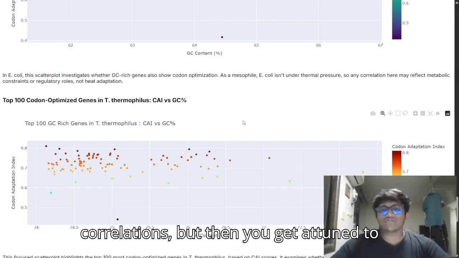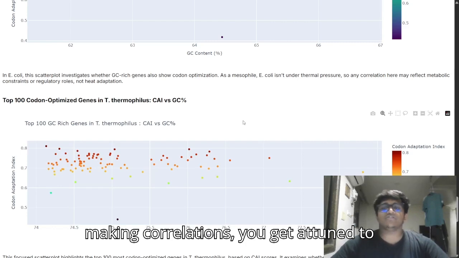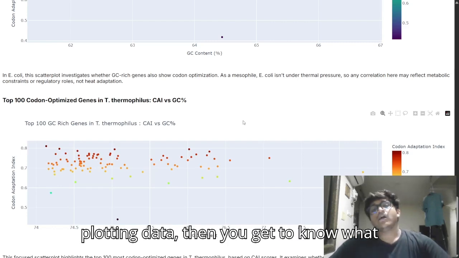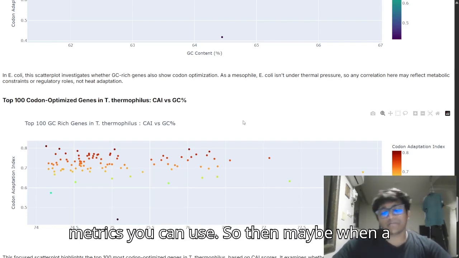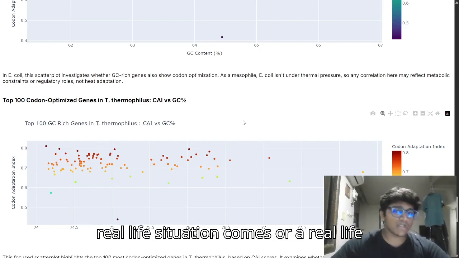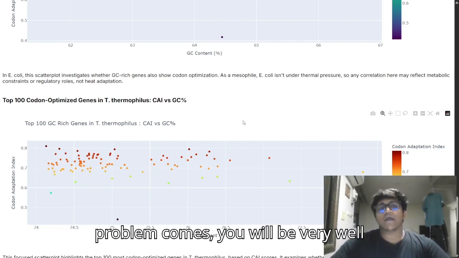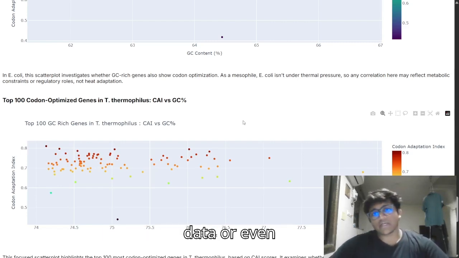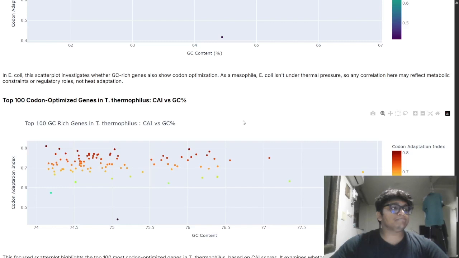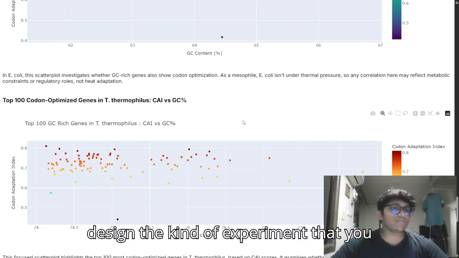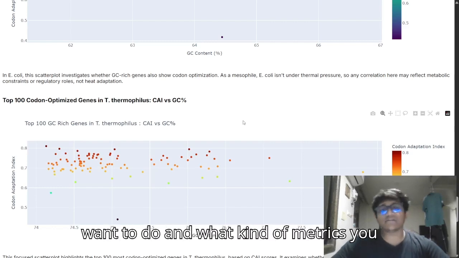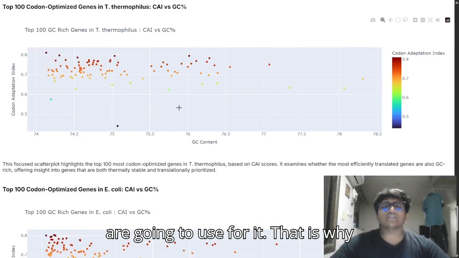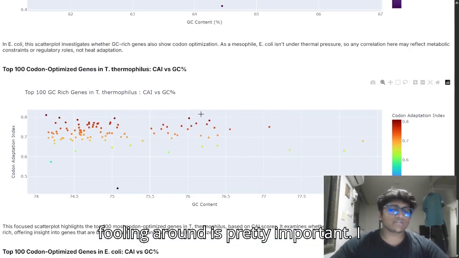You make dumb correlations, but then you get attuned to making correlations, you get attuned to plotting data, then you get to know what metrics you can use. So then when a real life situation or a real life problem comes, you will be very well equipped to draw conclusions from data, or even design the kind of experiment that you want to do and what kind of metrics you're going to use for it. That is why fooling around is pretty important, right?